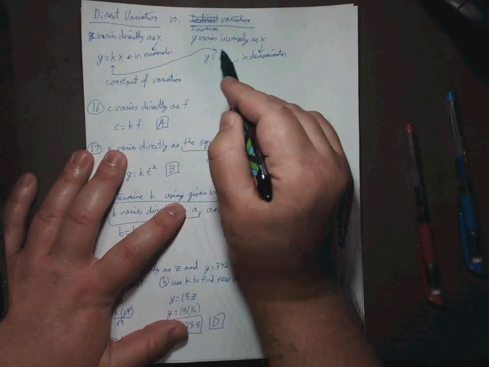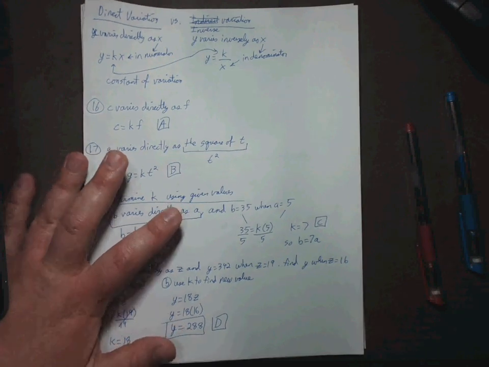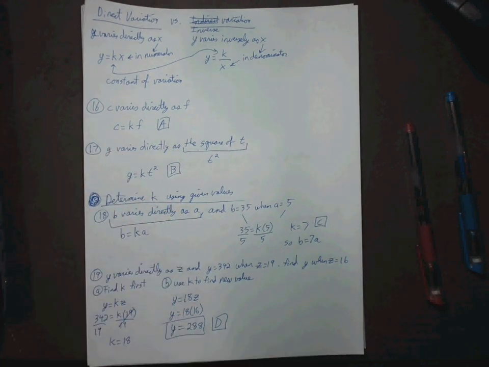You also have this k value. That is a constant of variation. Okay, and you're going to be using that. You're going to have to solve for that later, but that needs to be in there. It's an important factor. Okay?